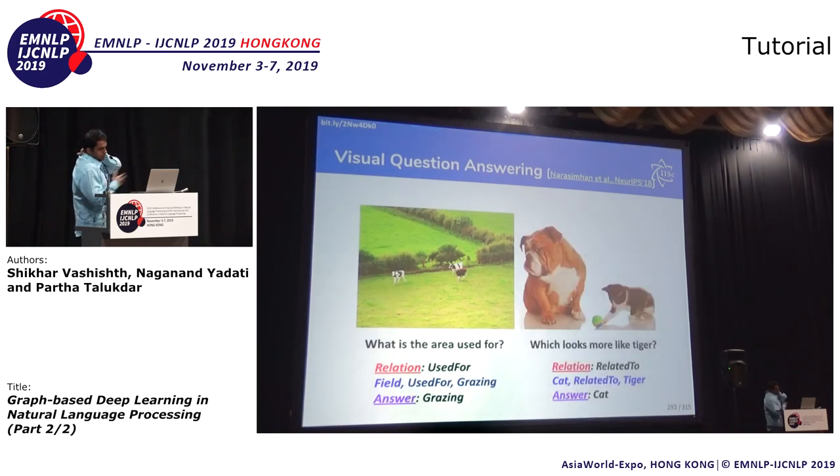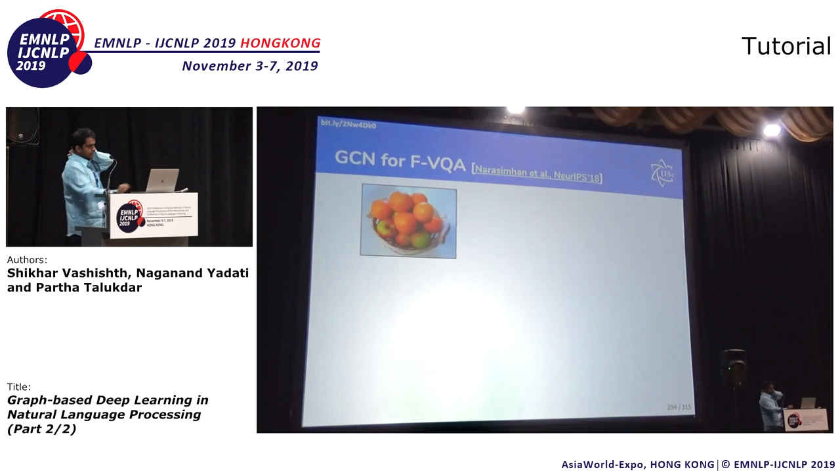Another example: which looks more like tiger? To be able to answer this question, we need additional knowledge, like cat is related to tiger, using which we can answer this question. So the answer is cat. GCN has been used for this problem of factual visual question answering.